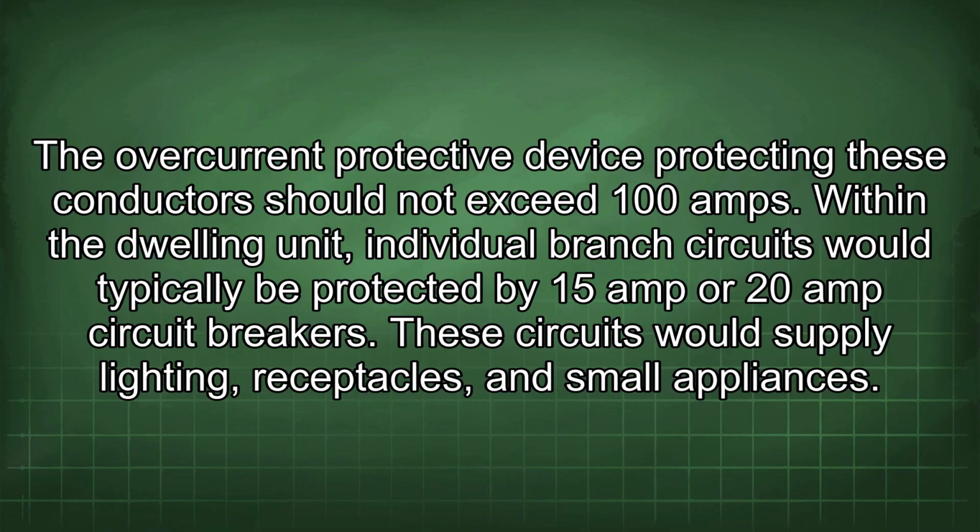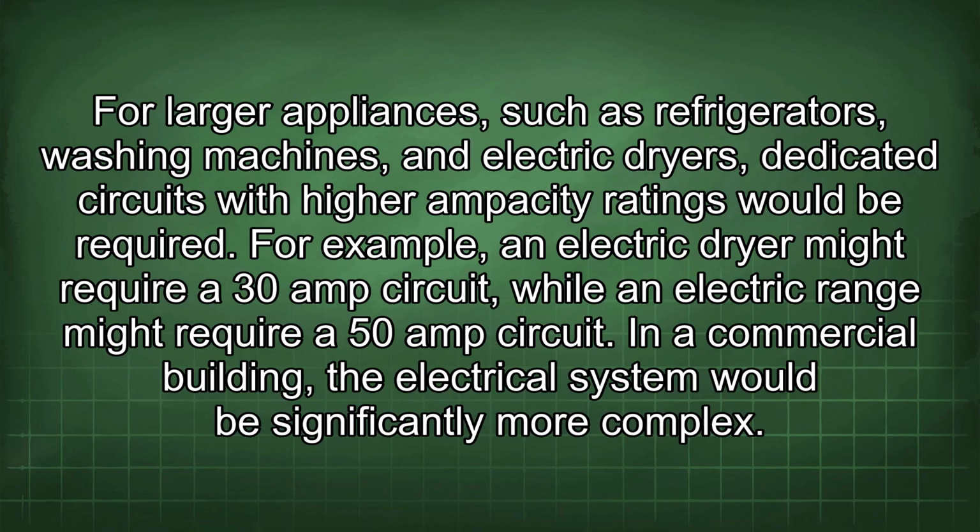Within the dwelling unit, individual branch circuits would typically be protected by 15 amp or 20 amp circuit breakers. These circuits would supply lighting, receptacles, and small appliances. For larger appliances, such as refrigerators, washing machines, and electric dryers, dedicated circuits with higher ampacity ratings would be required. For example, an electric dryer might require a 30 amp circuit, while an electric range might require a 50 amp circuit.